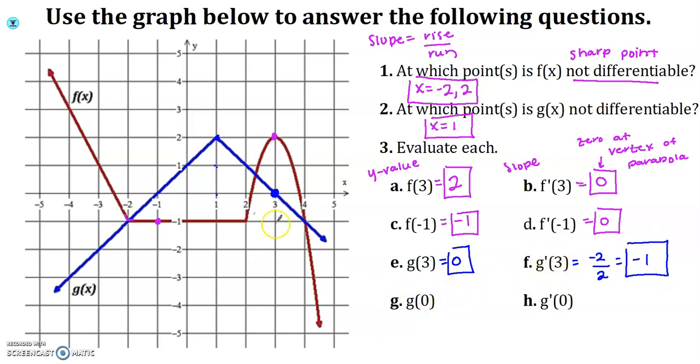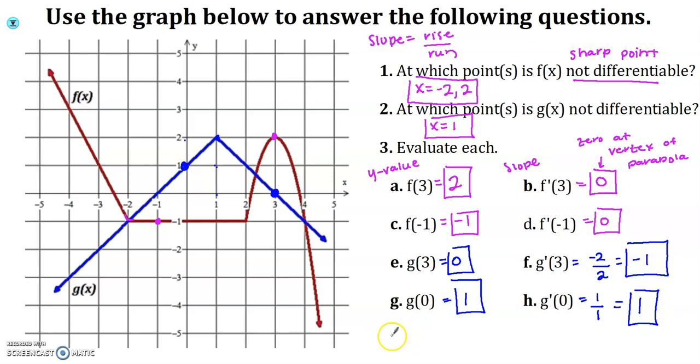Now if we look at g of 0, that's this point right here. So g of 0, that y value is 1. Then if I want the slope, same thing. I can just pick any 2 points on this section of the graph because this is a line. Everything is going to have the same slope on this section. So if I count from here to here, my rise over run is up 1 over 1. So I would have up 1, right 1 to give me a slope of 1.